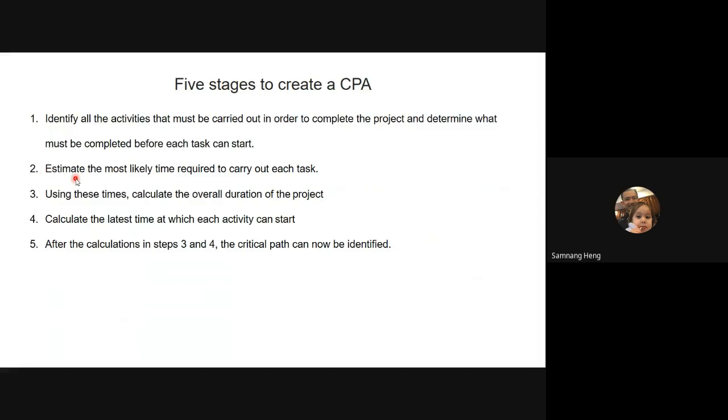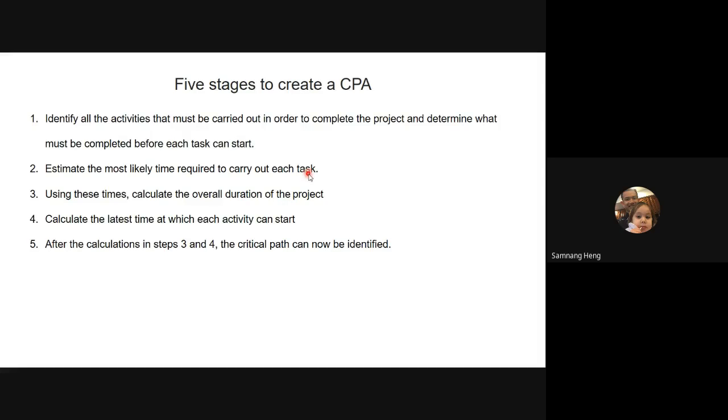Then the second step: you estimate the most likely time required to carry out each task. You know how long it will take to finish one task. In your industry, like a construction company, they know for sure how many months it will take to lay the foundation, how many months to construct the building, or how long it will take for the construction material that was ordered to arrive in Cambodia. They know for sure, so they can identify it. It's like when you make breakfast and cook an egg: you know how long the egg will take, maybe 5, 10, 15 minutes. So you identify the time, and you use it to calculate the overall duration of the project, from the time of each task.